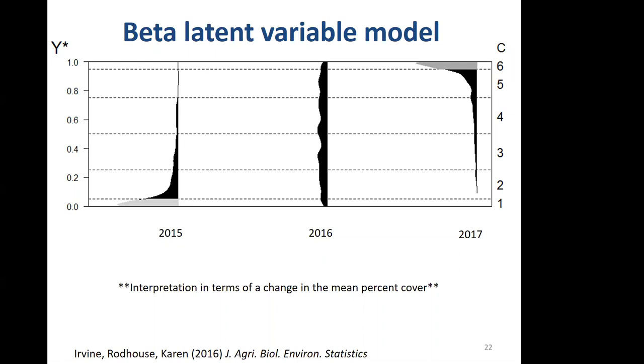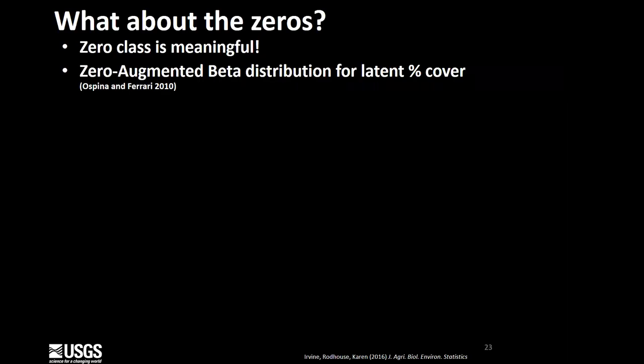So this is showing pretty extreme differences in beta distributions. One's like the left skew, one's the right skew, and then in the middle, I think is the uniform, which is actually similar to the logistic distribution. And the real benefit is it provides that nice interpretation to the beta parameters in terms of mean percent cover.